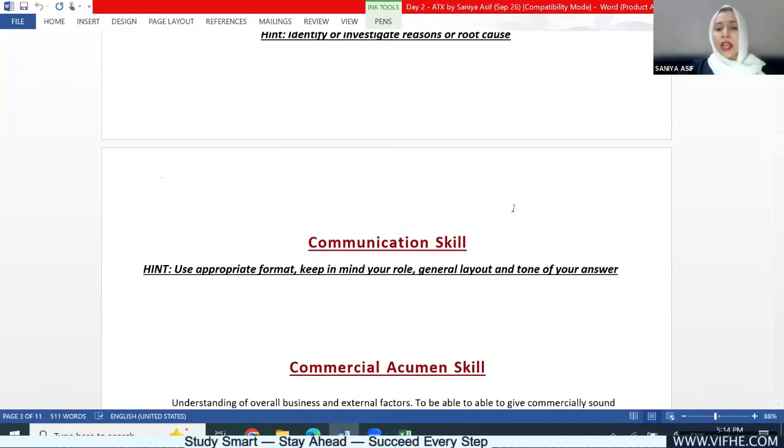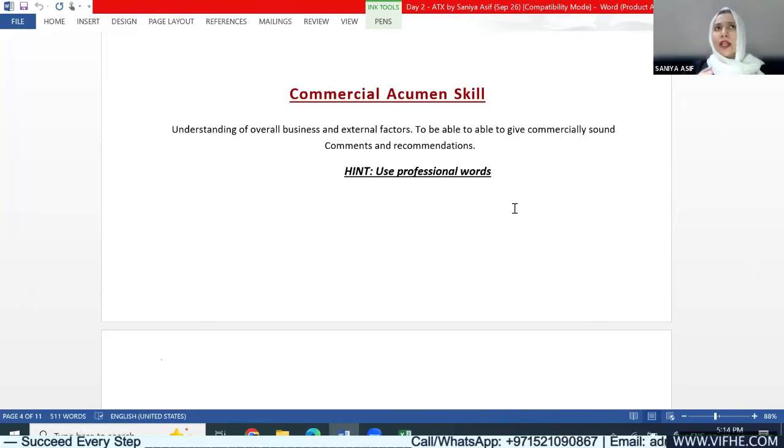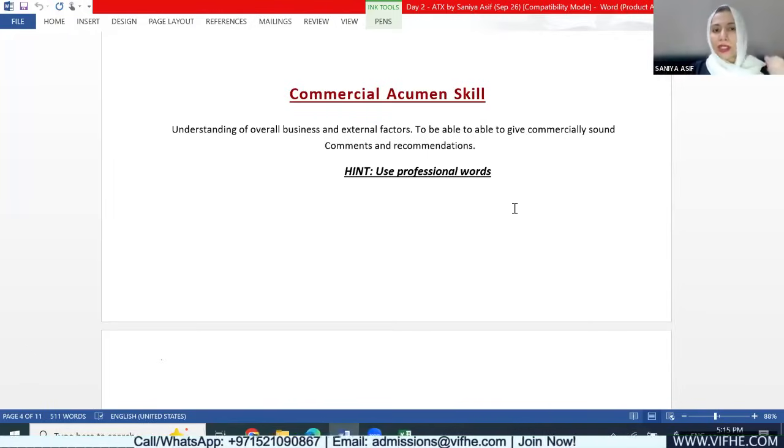Then we have the commercial acumen skill. Again, it is going to be tested in both Section A and Section B. It is all about giving a broad opinion. Think out of the box. This is how you are going to use your commercial acumen skill. If someone asks what the tax implication is, of course, apparently they would mean the income tax implication.